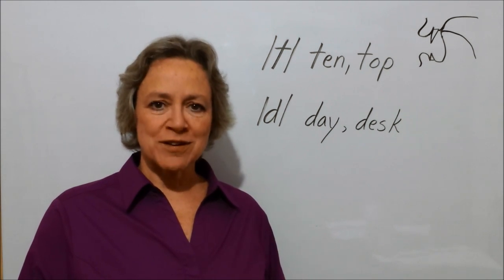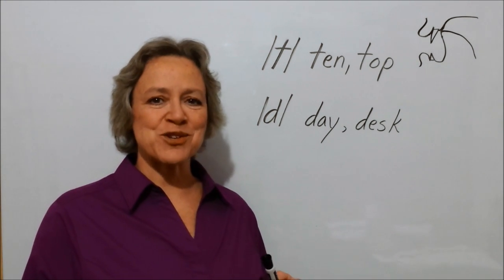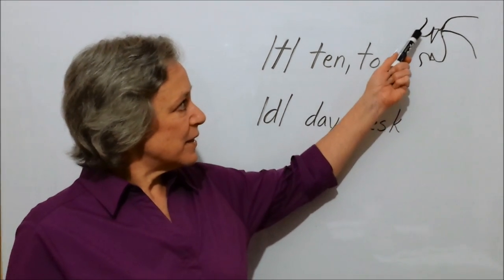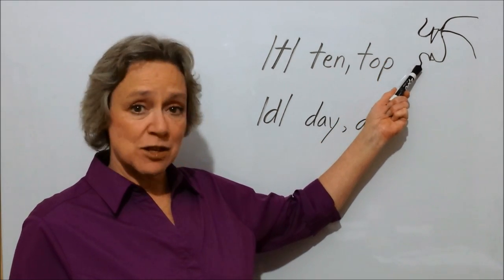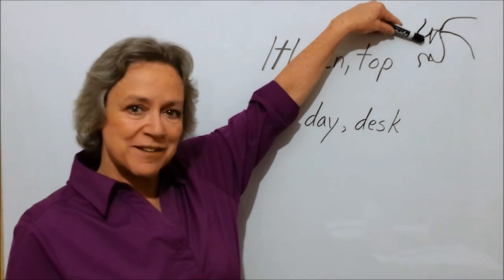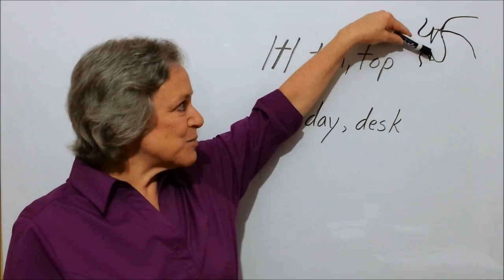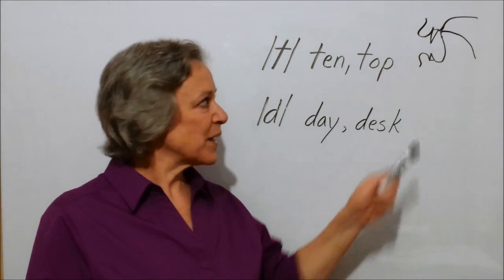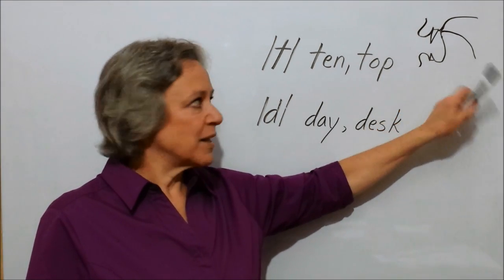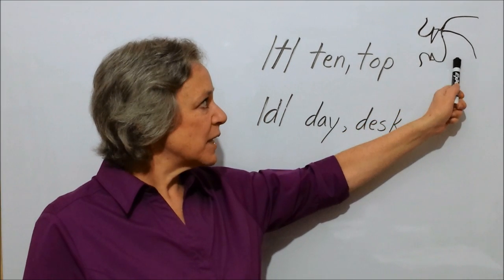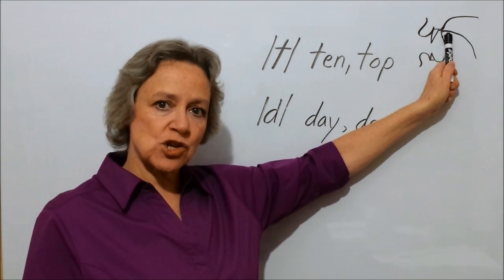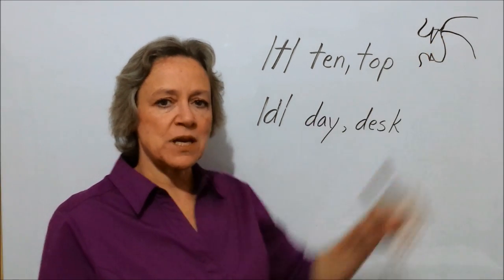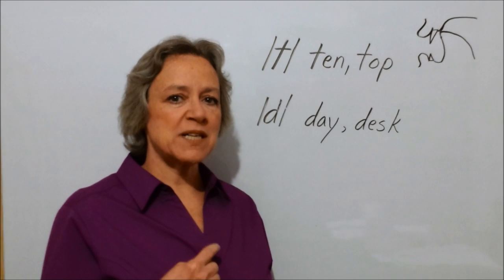So I have drawn a picture, not a very good picture, but I've drawn a picture here, and this represents the mouth. This is the upper lip. This is the lower lip. This pointed piece is the upper teeth. This pointed piece is the lower teeth. So it's the side view of the mouth. This is the tongue. It's stretching up from the bottom of the mouth up to the top, and I've tried to show that the tongue touches this ridge just behind the upper teeth, just behind my teeth.